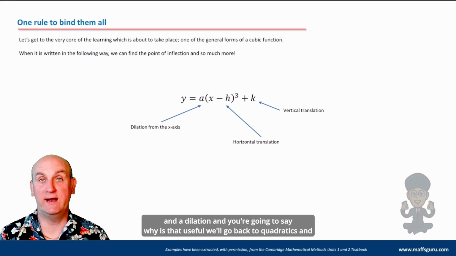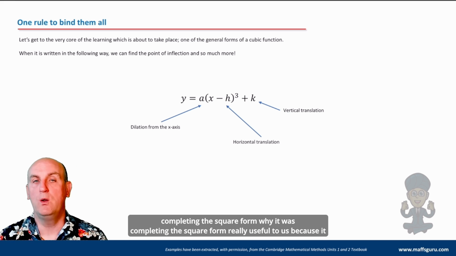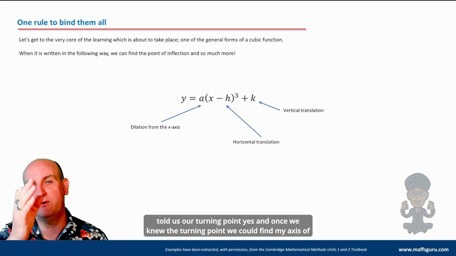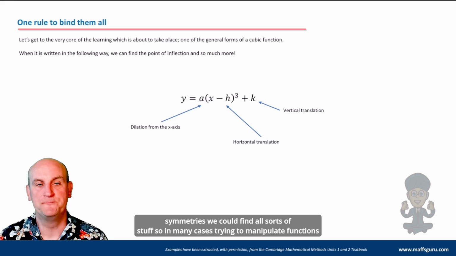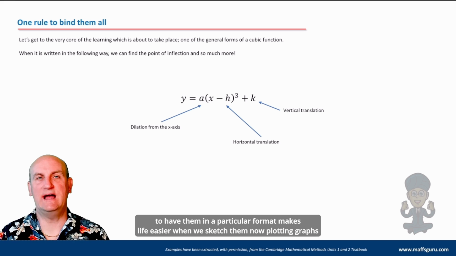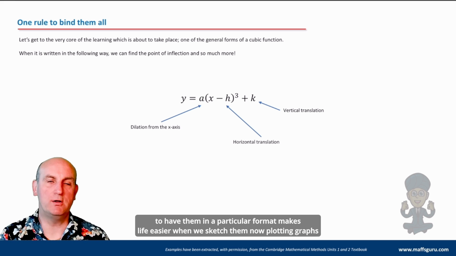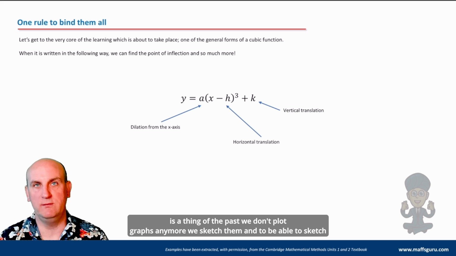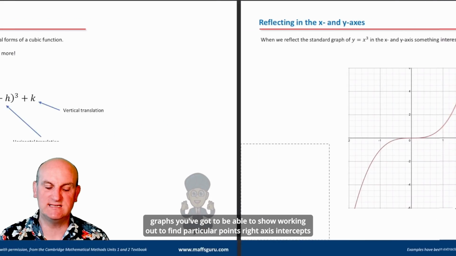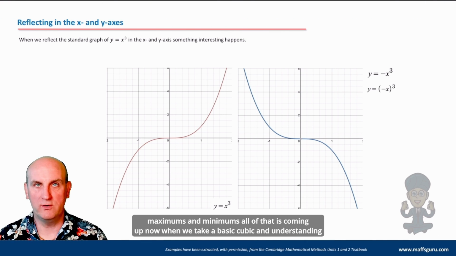Well, go back to quadratics and completing the square form. Why was completing the square form really useful to us? Because it told us our turning point, yes? And once we knew the turning point, we could find the axis of symmetry, we could find all sorts of stuff. So in many cases, manipulating functions into a particular format makes life easier when we sketch them. Now, plotting graphs is a thing of the past. We don't plot graphs anymore. We sketch them. And to be able to sketch graphs, you've got to be able to show working out to find particular points: axis intercepts, maximums and minimums, all of that is coming up.